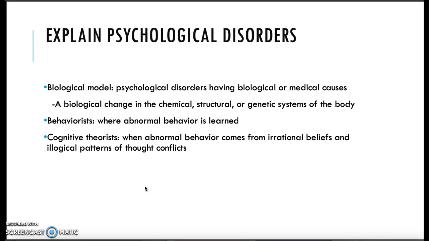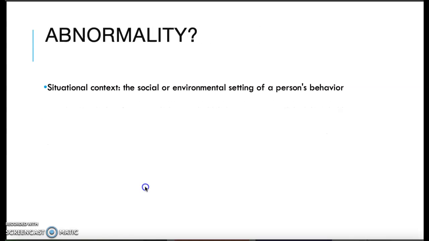Explaining psychological disorders. The biological model: psychological disorders have biological or medical causes, a biological change in the chemical, structural, or genetic systems of the body. A behaviorist sees abnormal behavior as learned. A cognitive theorist sees abnormal behavior as coming from irrational beliefs and illogical patterns of thought. Abnormality and situational context: the social or environmental settings of a person's behavior.